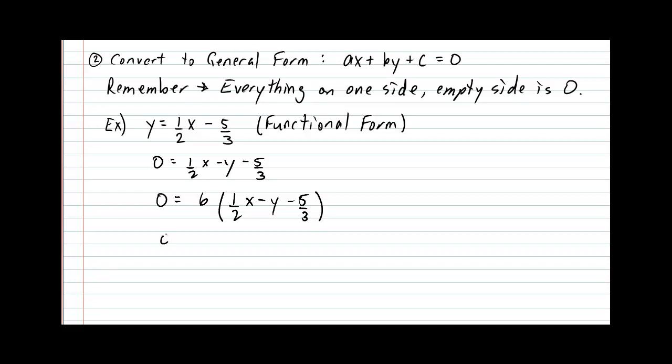And when you distribute the 6 to every monomial, you will get the following. 3x minus 6y minus 10. And there it is. We have a proper general form. Next, let's try converting this to general form.